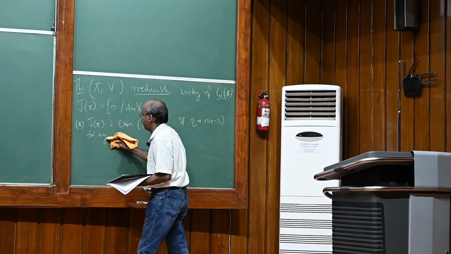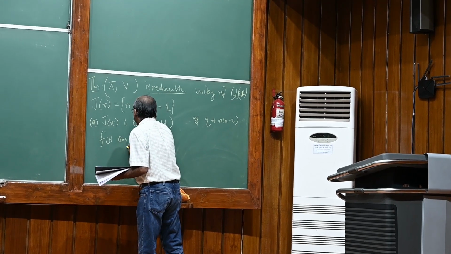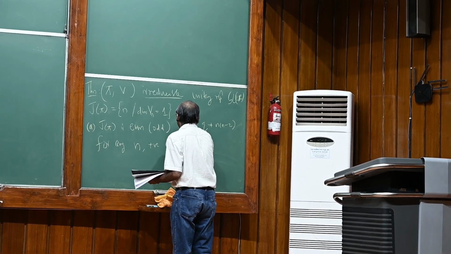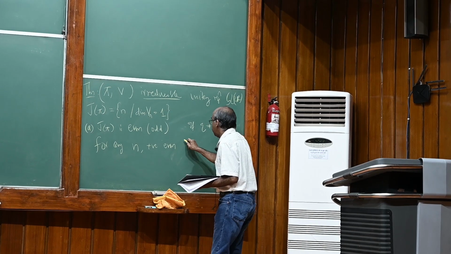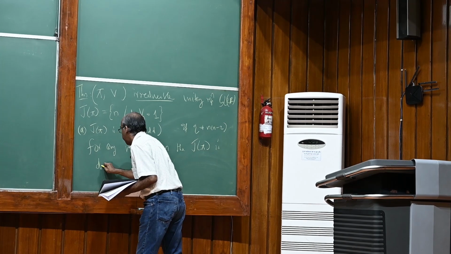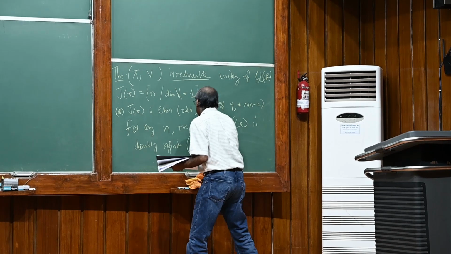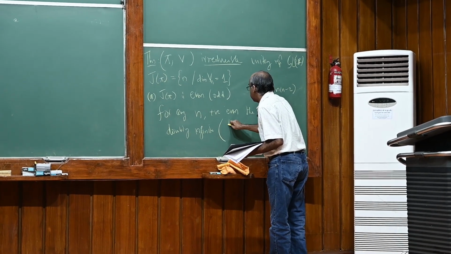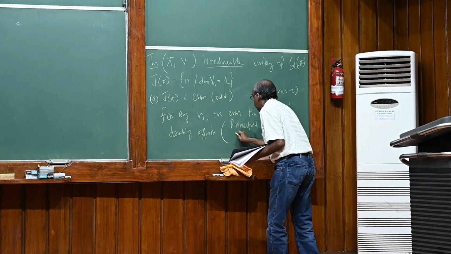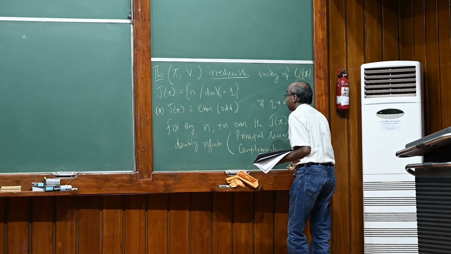So then I'll use both the boards. For any n positive even, then J pi is doubly infinite. So as I had remarked, this corresponds to the principal series case and the complementary case. Okay.